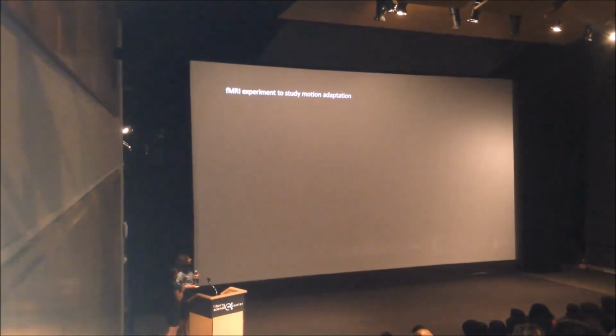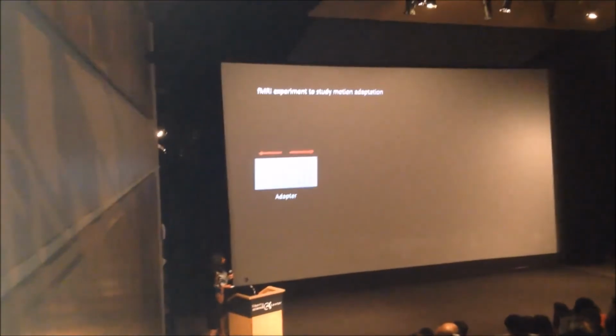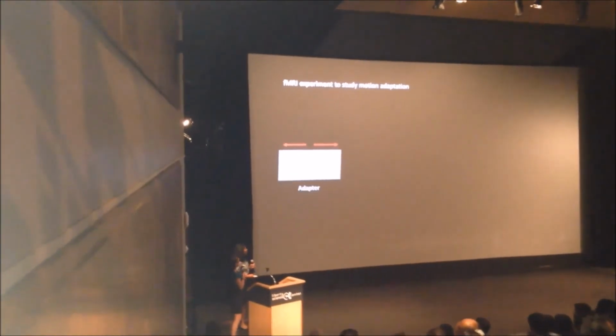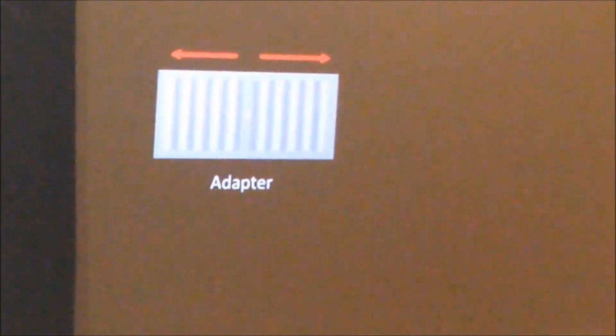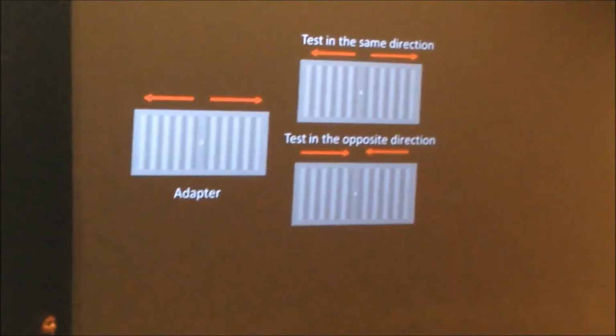Our experimental paradigm consisted of two gratings and a fixation point, and in this case this was our adapter. It's known as an adapter because it was shown for a long period of time. In this case our adapter is moving outward, followed by a test moving in the same direction or in the opposite direction.